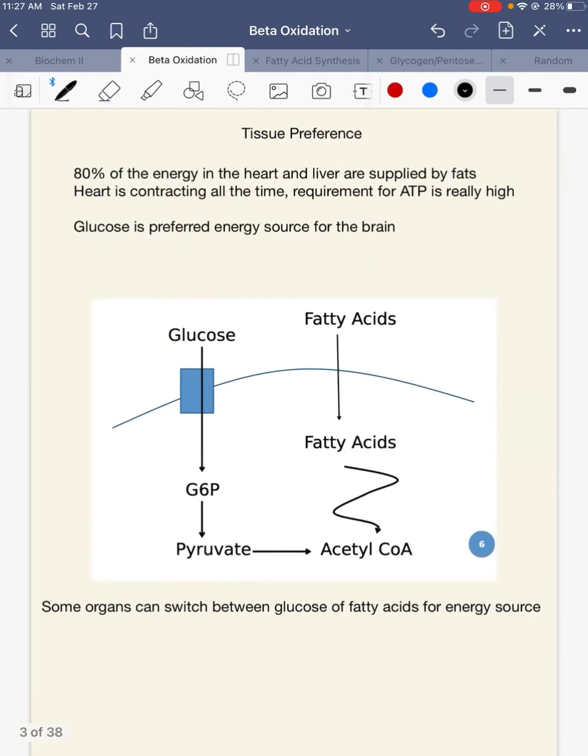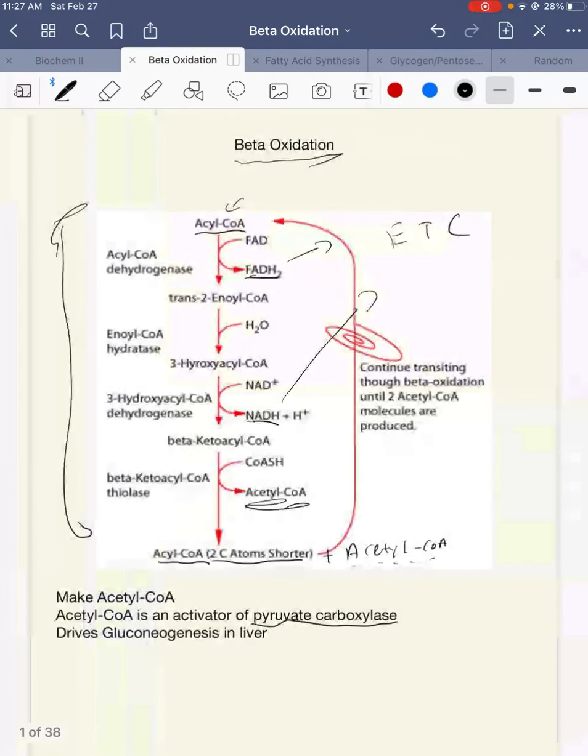Okay, so let's talk about when we do beta-oxidation versus glycolysis. So if we go back here, we'll see that we make 2 electron carriers for every 2 carbons that we degrade. So if we have a 16 carbon molecule, we will have a lot of electron carriers that go into the electron transport chain.